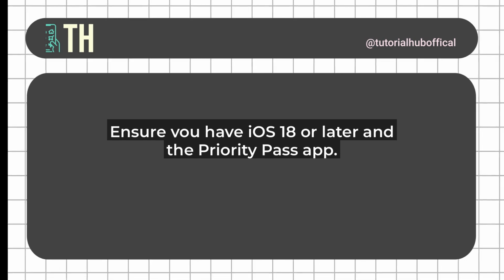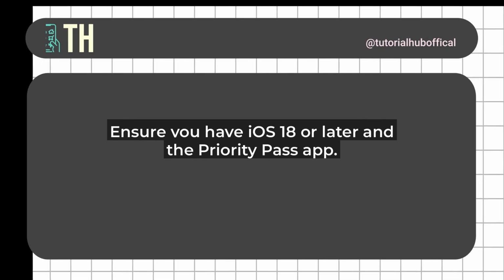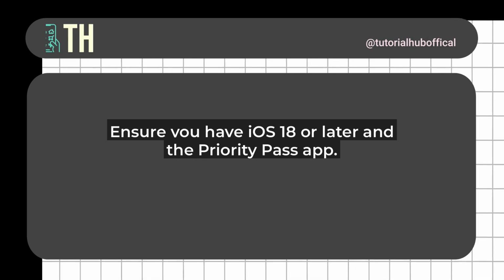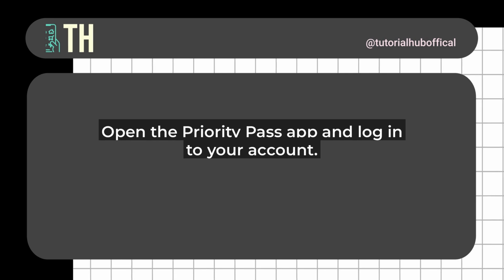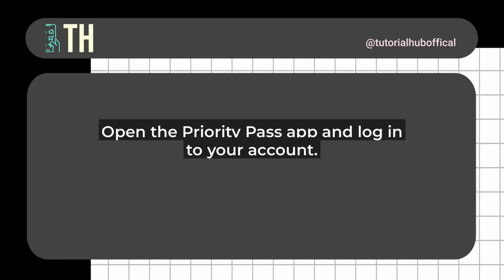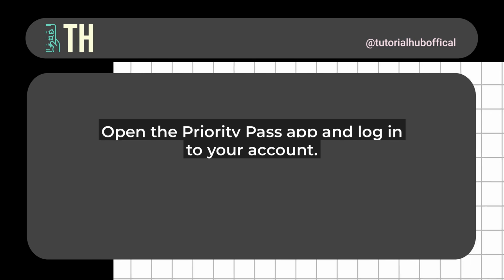Let's dive right in. First things first, make sure you have what you need. You'll need an iPhone running iOS 18 or later, the Priority Pass app installed, and an active Priority Pass membership. If you don't have the app, head to the App Store and download it now. That's step 1.